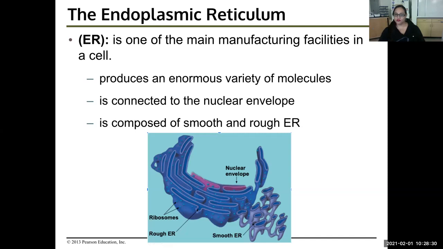You can see in the picture, that big space in the middle is where the nucleus would be. And the endoplasmic reticulum comes off the nucleus, makes kind of a series of channels, and has a bunch of little dots all over it.